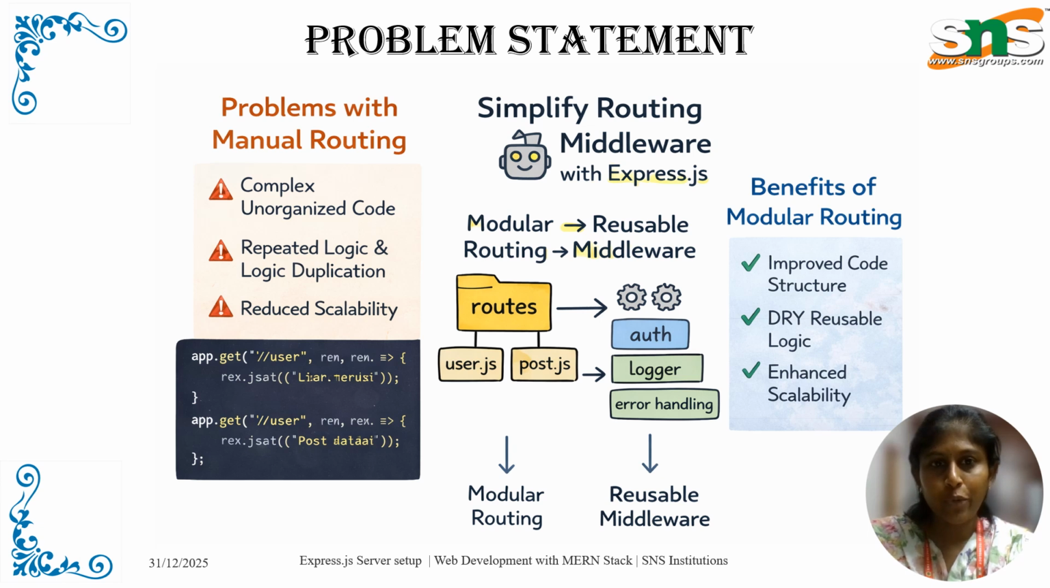Now let us understand the problem. Suppose we are building an application like an e-commerce website, student management system, or a banking system. So we will need multiple routes such as users, products, orders. Is it right? So if we place everything inside one file without structure, the application becomes messy and difficult to manage. So that's a very big problem. So the question is, how do we organize multiple routes properly and control request execution? So that is where routing and middleware help us.